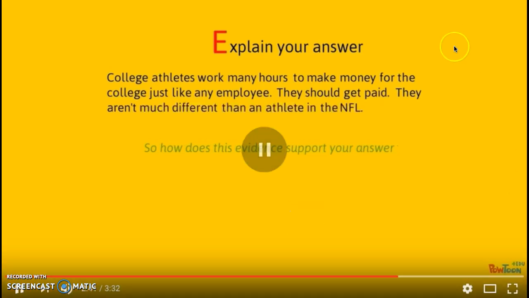Now, if you notice here, this is the part where it lets me, your teacher, know that you know why the thing you quoted actually supports your answer. So they explain college athletes work many hours to make money for the college, just like any employee. They should get paid. They aren't much different than an athlete in the NFL. All right.